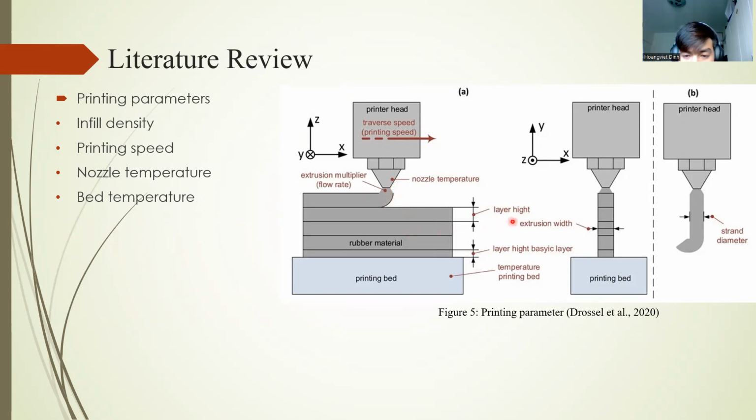For the layer height, layer height is the thickness of each layer of filament that is extruded by the nozzle and deposited on the build plate. For the nozzle temperature, the hot end must heat up the tip of the solid string of filament until it is molten enough to flow through the nozzle and onto the printing bed.